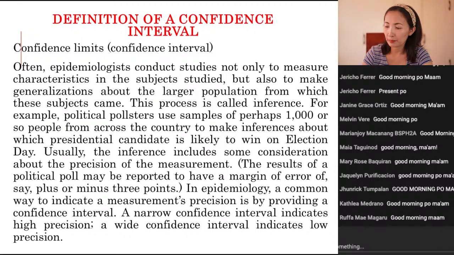But in epidemiology, a common way to indicate a measurement's precision is by providing a confidence interval, from this value to this value. A narrow confidence interval indicates high precision. A wide confidence interval indicates low precision.